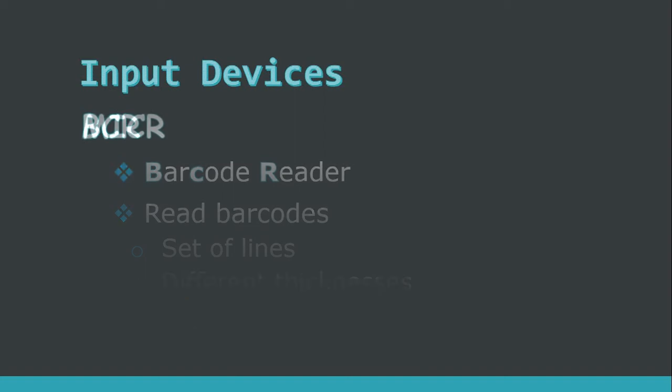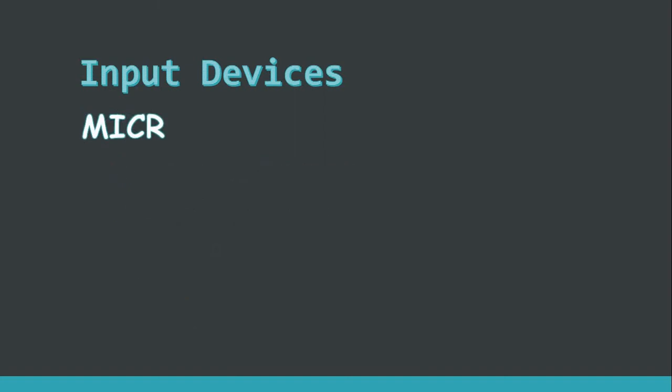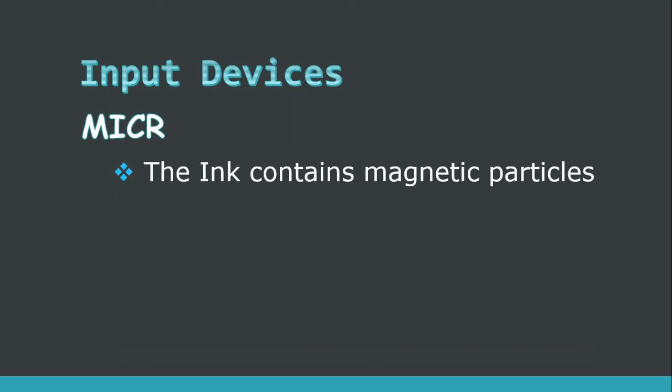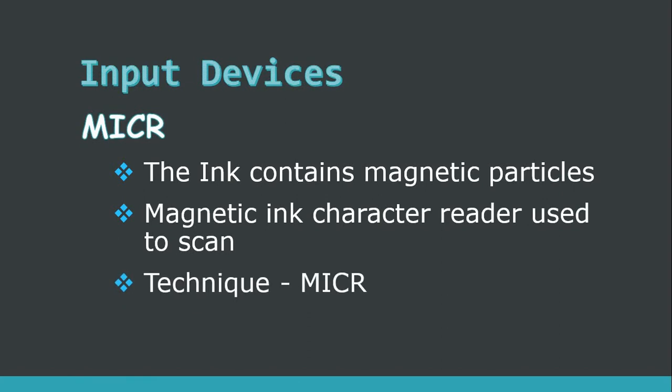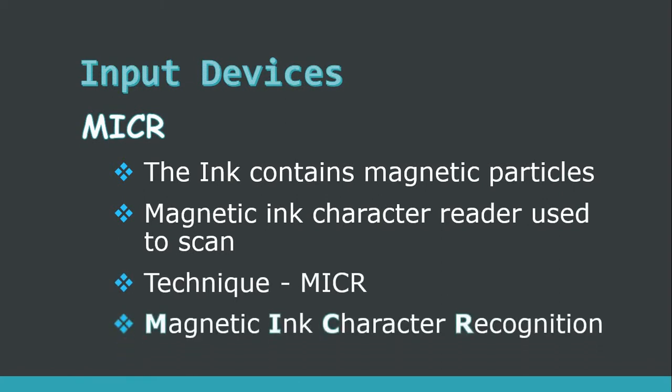Next, MICR. Magnetic Ink Character Reader is a device to scan characters printed in magnetic ink. The magnetic ink is a special ink. It contains magnetic particles of iron oxide. This technique is called Magnetic Ink Character Recognition, that is MICR. MICR is widely used in banks for processing checks. Photocopies will not be detected by MICR.